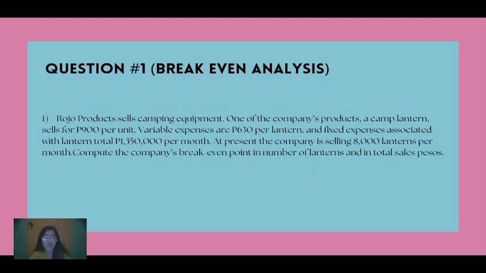Question number 1 in break-even analysis. Roha Products sells camping equipment. One of the company's products, a camp lantern, sells for 900 per unit. Variable expenses are 630 pesos per lantern and fixed expenses associated with the lantern total 1,350,000 per month. At present, the company is selling 8,000 lanterns per month. Compute the company's break-even point in number of lanterns and in total sales pesos.